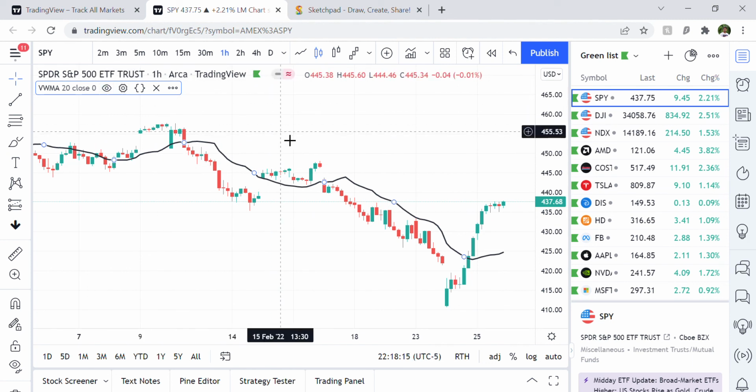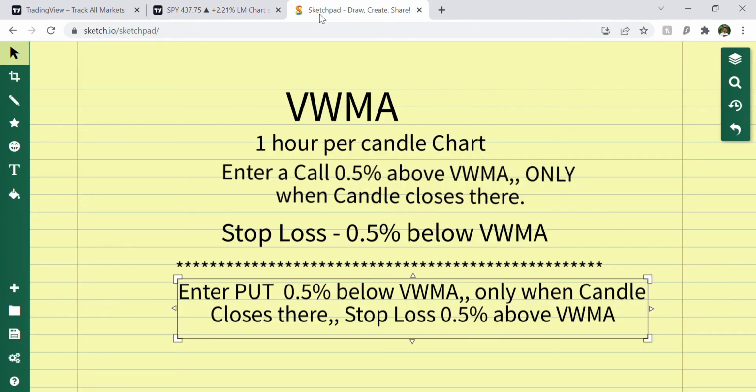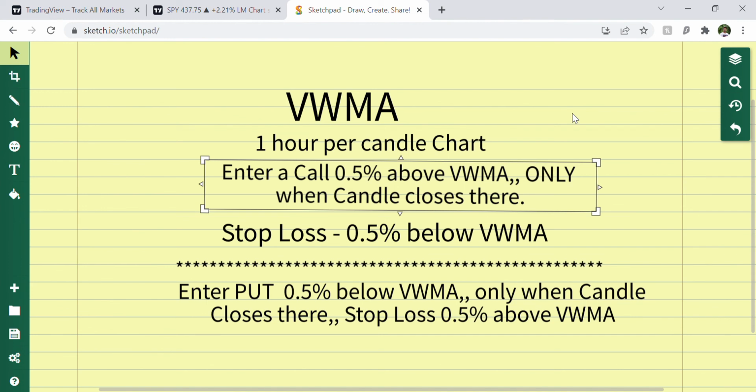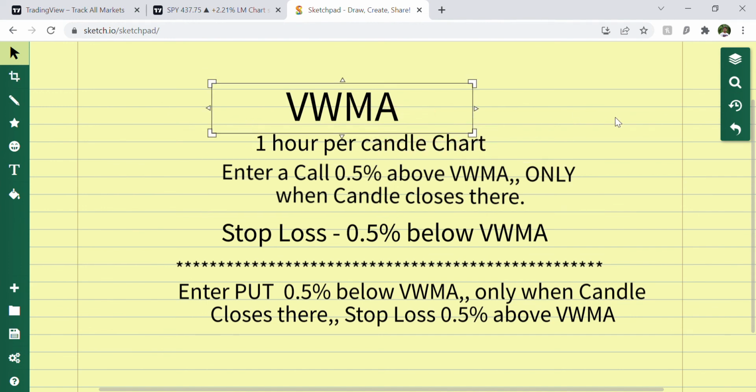Now coming to the main point, what is the strategy? So I have just detailed it around here in words. VWMA is my indicator. I will be using a 1 hour per candle chart. So each candle will be 1 hour. For all the beginners, or those who are even 1 to 2 years experienced in the market, I would definitely suggest not to use a candle chart of less than 1 hour.